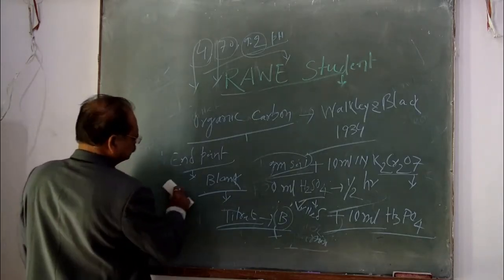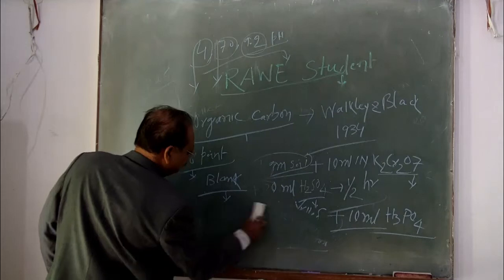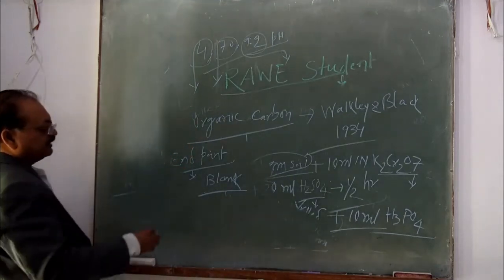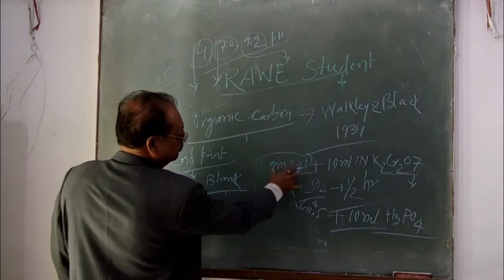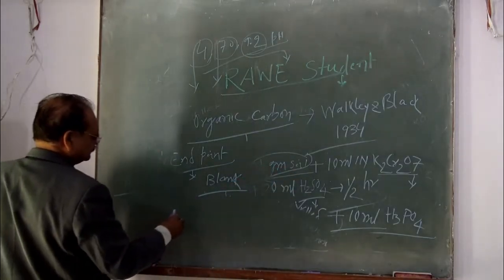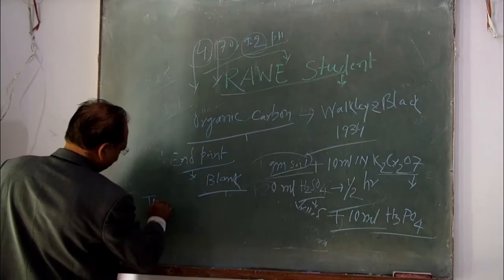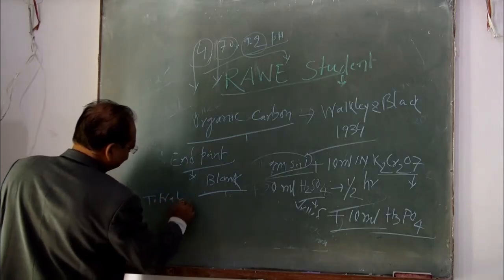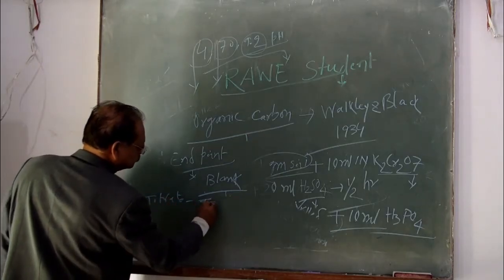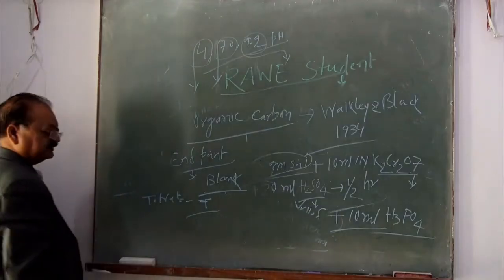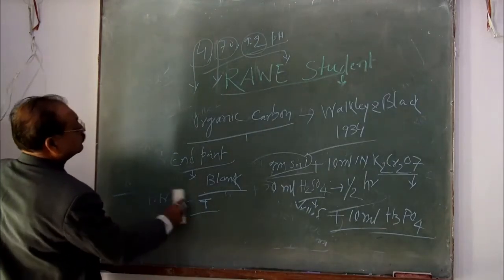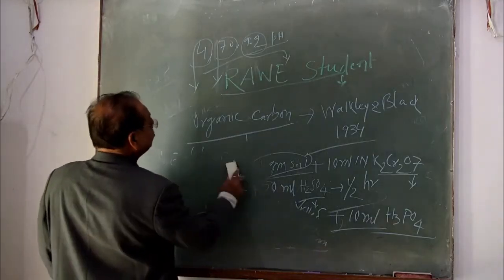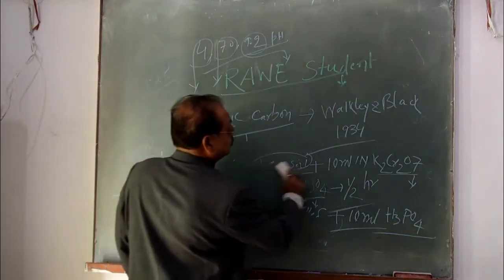And whenever we have titrated the soil samples, let's suppose the titrated value of the soil is T. So what will be the calculation? Now we have to calculate the organic carbon content of the soil.